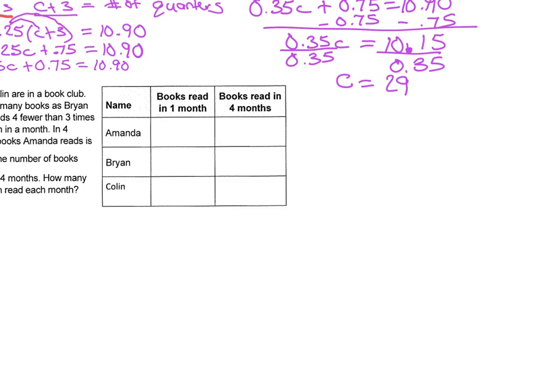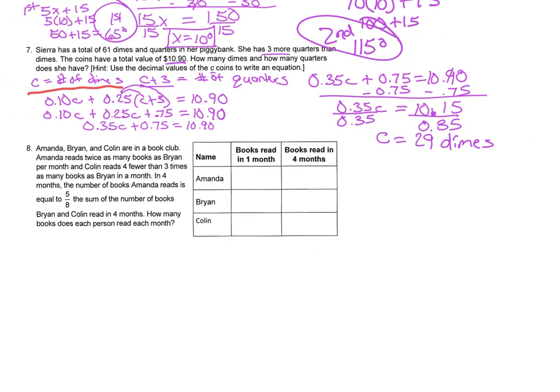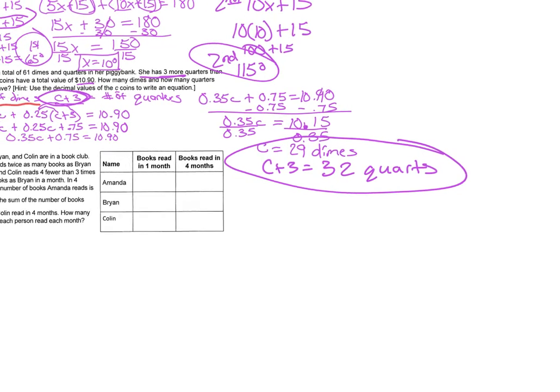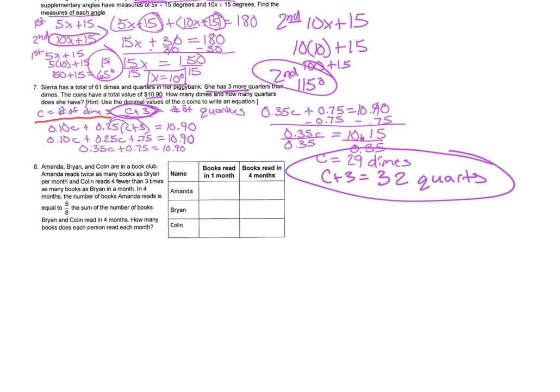So I'm going to have 29 dimes, and to find out how many quarters, I have to use this one, C plus 3. So C plus 3 gives me 32 quarters. So 29 dimes and 32 quarters.